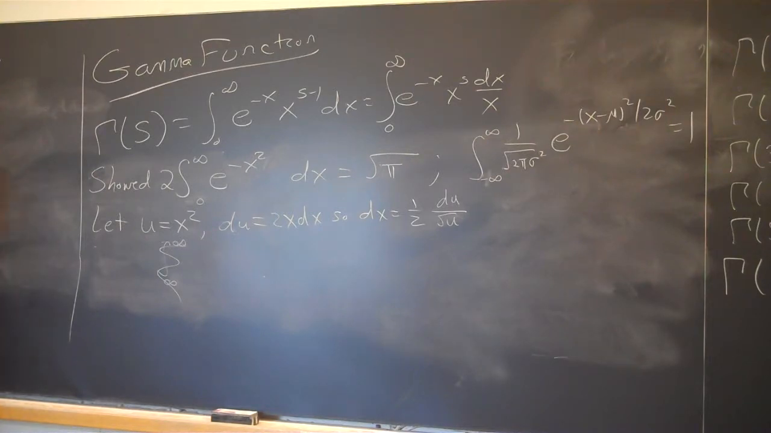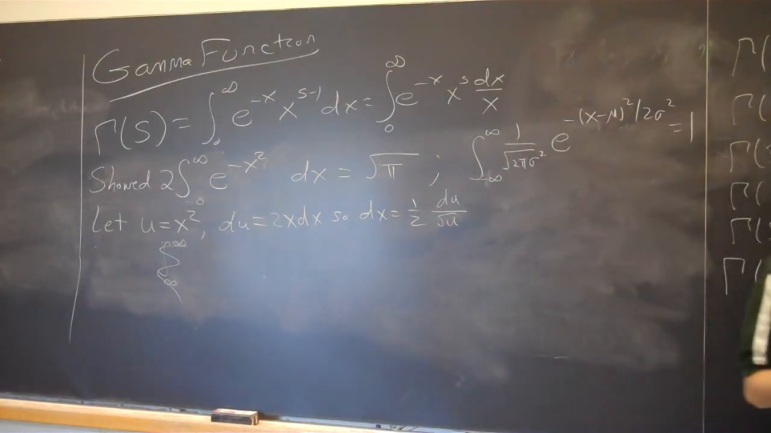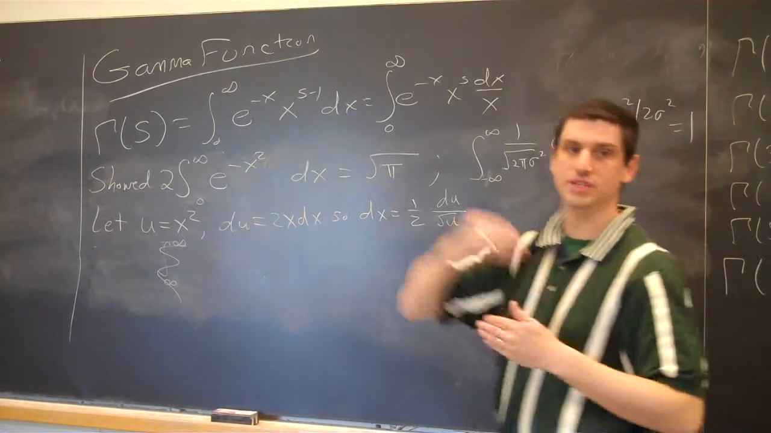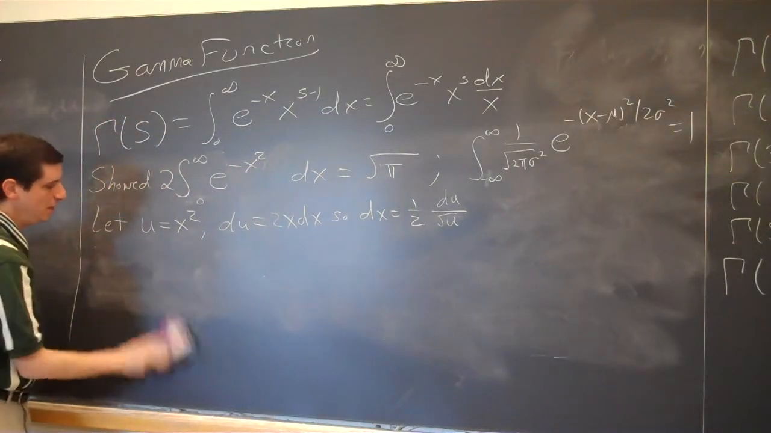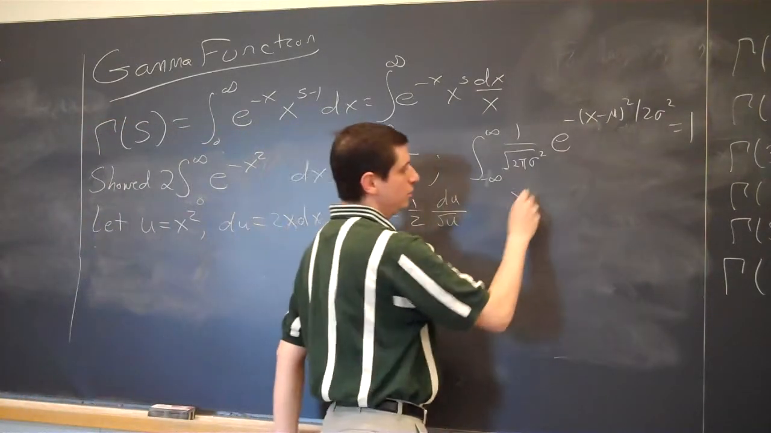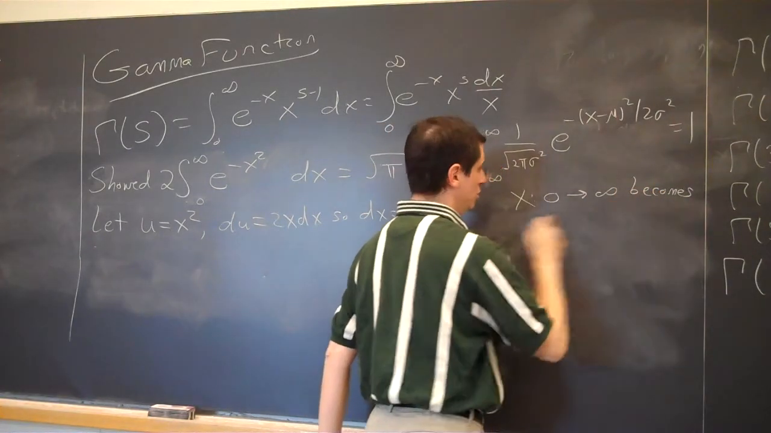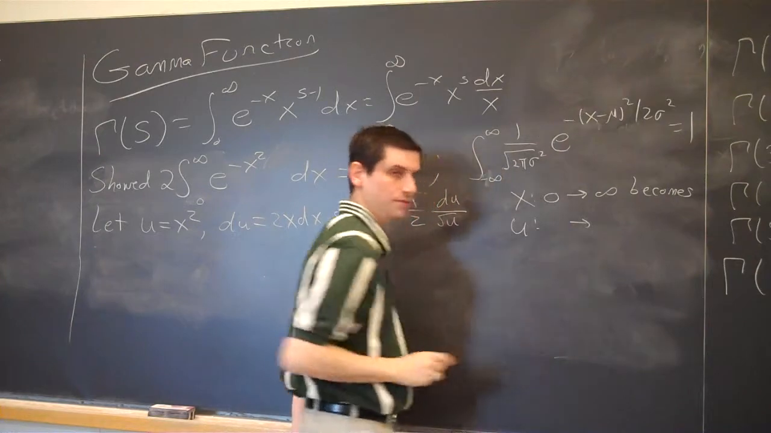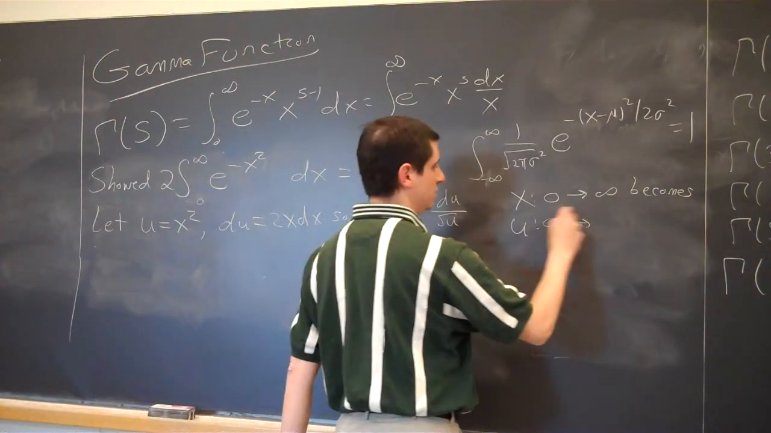Okay? We had some homework problems on this where if you integrate an odd function over a symmetric region, it's 0. If you integrate an even function over a symmetric region, the integral is just twice the integral from 0 to the endpoint. So if I do that, I now have x goes from 0 to infinity becomes u goes from what to what? 0 to infinity. And now everything is well behaved.